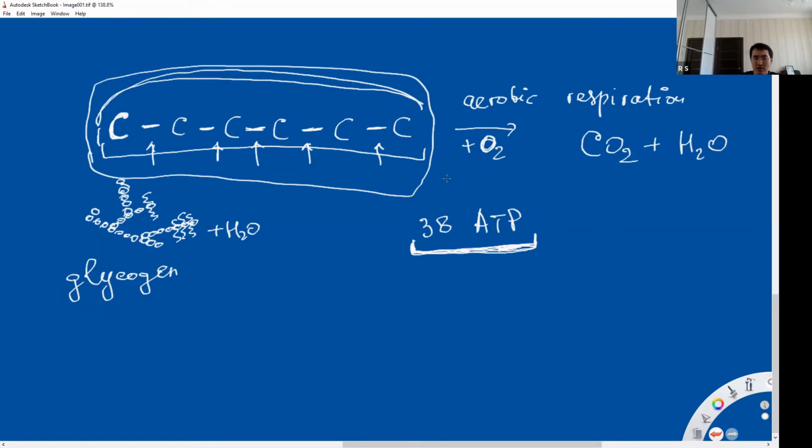If for example there is no glycogen anymore, we can use triglycerides or other sources, for example proteins.